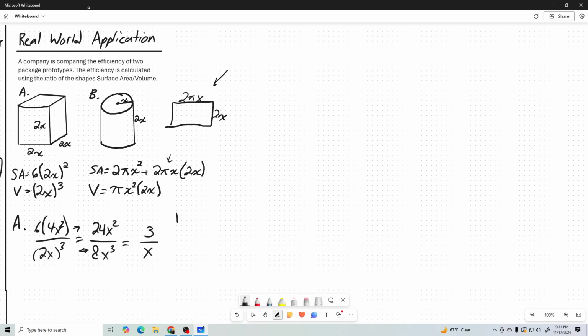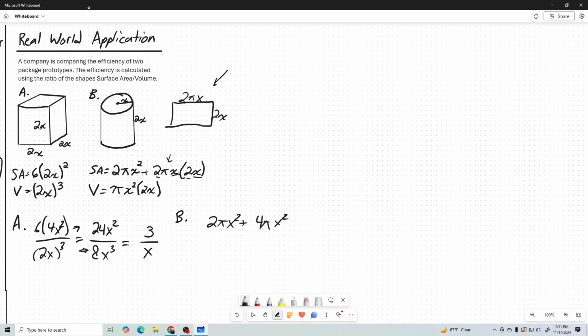Let's use our width. Okay, so this is a little bit more convoluted, but really there's not that much math, so it's not too bad, right? We're going to have 2 pi x squared, and then plus 2 pi x times 2x. If we multiply these two things together, this 2 is going to multiply by this 2, so that's going to give us a 4. And then our pi is going to stay there. And then we have an x times an x, so that's going to give us x squared.